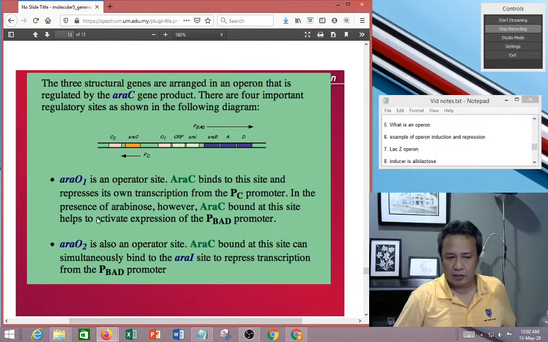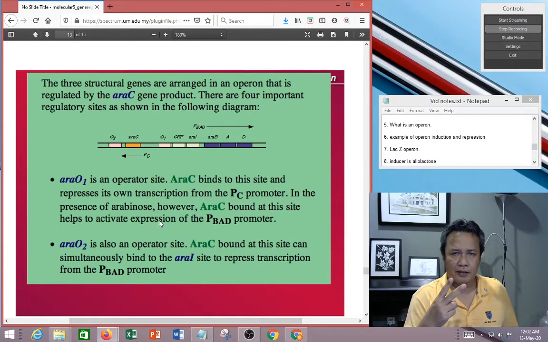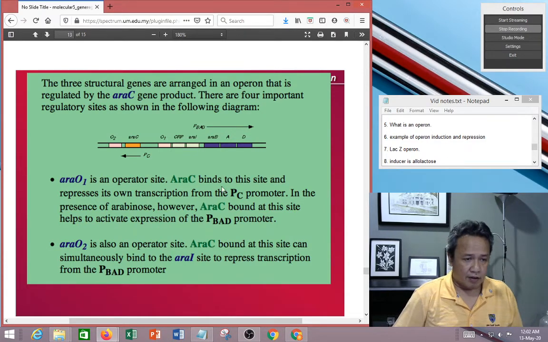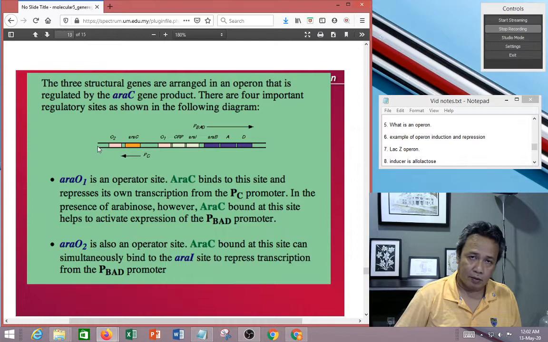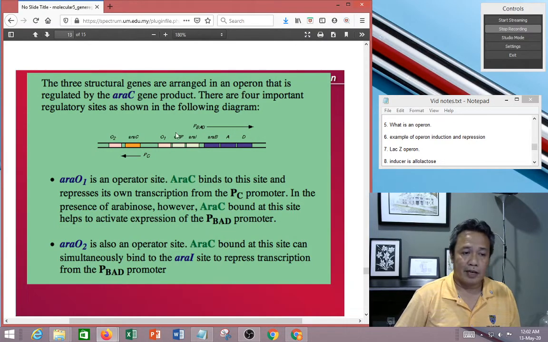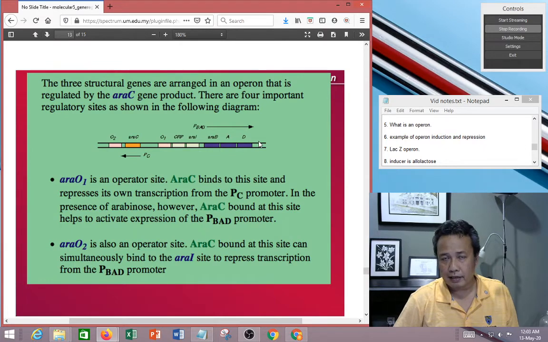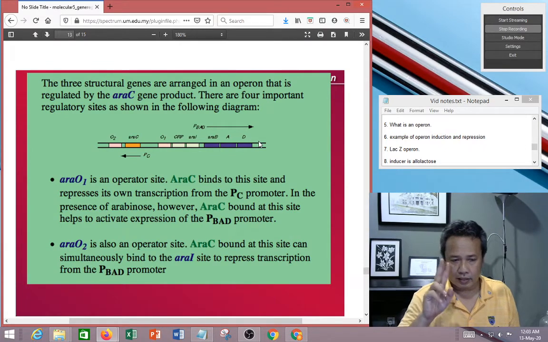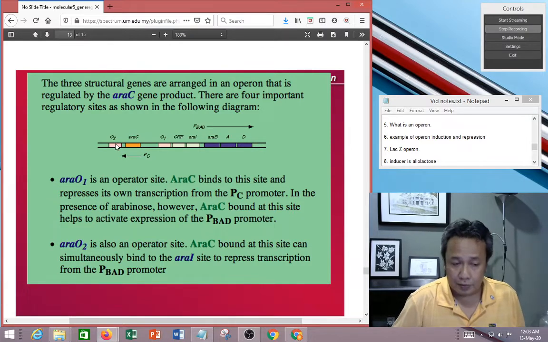In the presence of arabinose, however, AraC bound at this site helps to activate. So it has 2 functions. If AraC binds at araO1, it stops producing C, but it also promotes BAD expression. Right? So see that there are 2 functions. Now araO2 is also an operator. AraC can bind here as well.